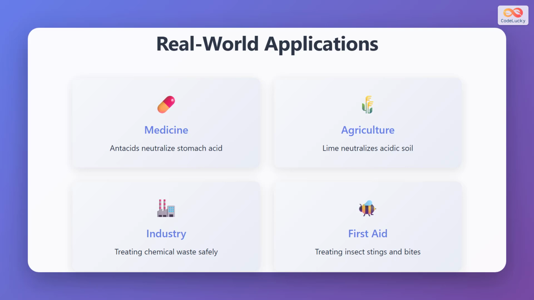Neutralization reactions have numerous practical applications in everyday life. In medicine, antacids use neutralization to reduce excess stomach acid and relieve heartburn. In agriculture, farmers add lime, which is a base, to neutralize acidic soil and improve crop growth. Industries use neutralization to treat chemical waste safely before disposal. Even in first aid, we apply neutralization principles when treating insect stings and bites. Bee stings are acidic and can be neutralized with baking soda, while wasp stings are basic and can be treated with vinegar.